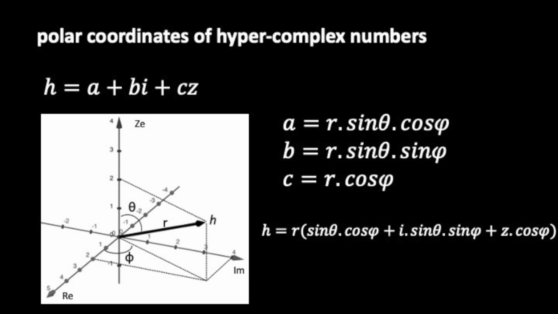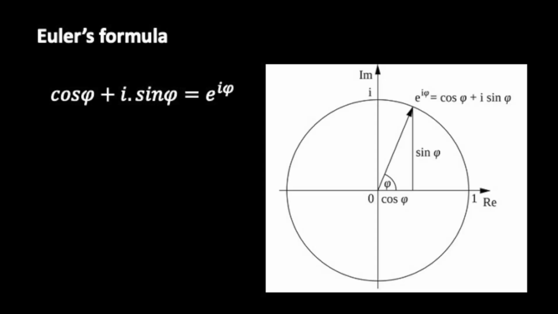Okay, with this formulation, we can now extend Euler's formula. Euler's formula in 2 dimensions states that cosine phi plus i sine phi equals the exponential of i times phi. This formula is quite handy in complex number calculation, but let's extend it to 3-dimensional hypercomplex numbers.